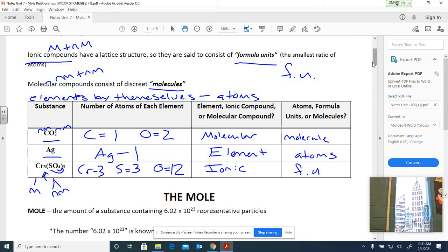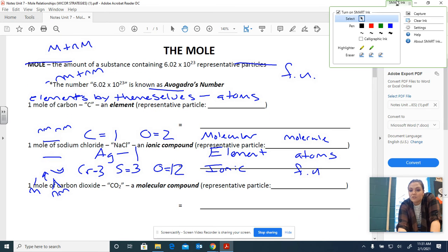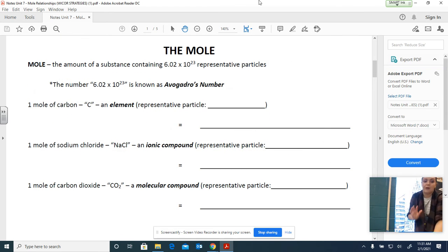All right, let's scroll down. So that was our quick review, because you do have to be able to count your atoms very well, or we really can't move forward into the things we're going to do with the mole. But let's just briefly talk about the mole today. Barely going to get into it, I just want to tell you what it is.